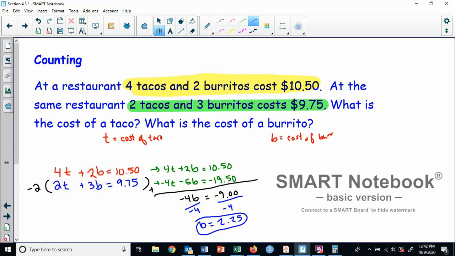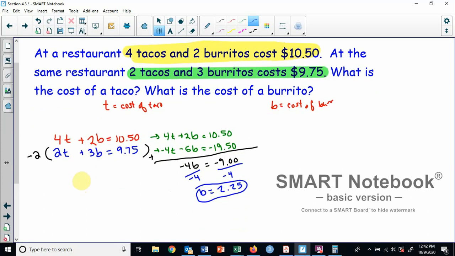So all I need to do is plug into one of the originals. Maybe this blue one's the smallest number, or maybe the red one, it doesn't really matter. And I can find the cost of the tacos. So 2 tacos plus 3 burritos equals $9.75. And so we already know how to do all this solving stuff, so I'm not taking too much time on it. Put in the cost of the burritos. Green. And let's see. 3 times this would be $6.75 equals $9.75.